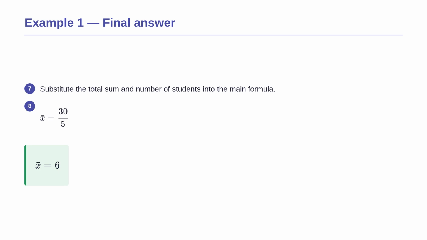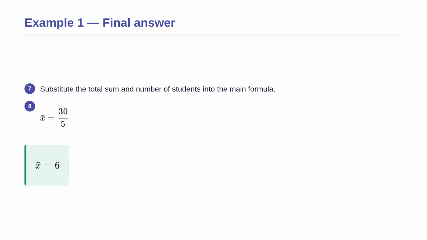We substitute our total sum, which is 30, and our total number of students, which is 5, back into the main formula for the mean. This division step is what actually calculates the average. We are essentially asking how much each student would get if the total score was shared equally. 30 divided by 5 gives us 6. This means that on average, the student scored a 6 out of 10 on the quiz.